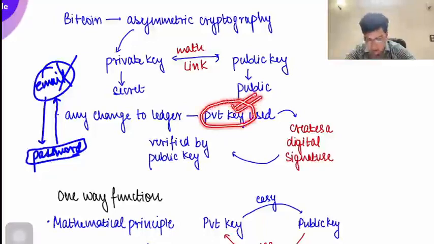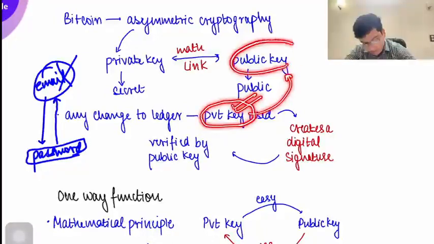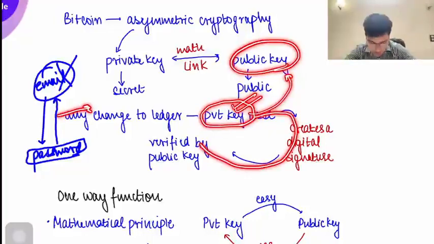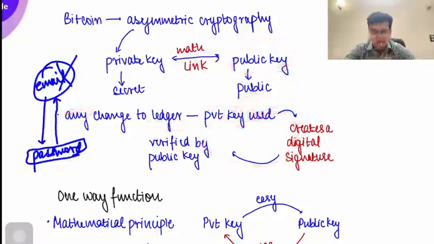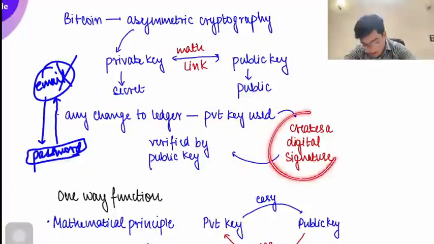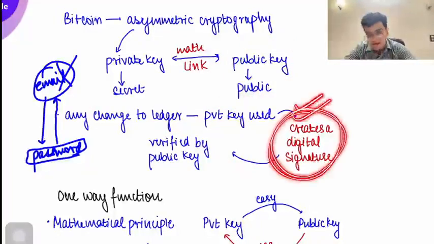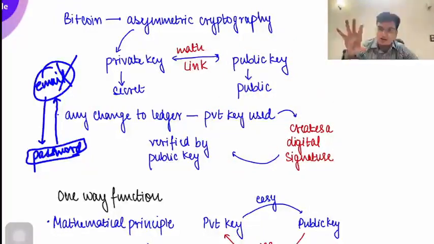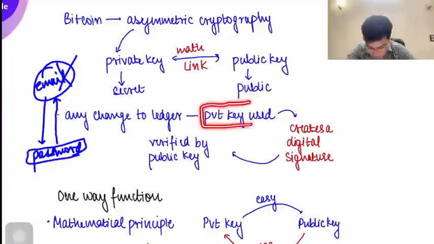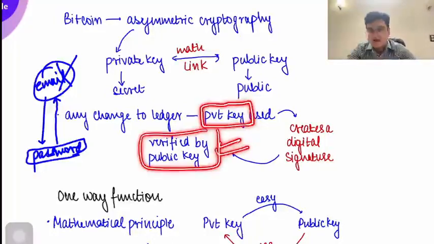Once you enter your private key, your computer will derive your public key through this mathematical function. Then you will make your change. You will pay or receive money. Now, this will create a digital signature, a digital identity or a digital identifier that yes, this private key was used, and yes, some transaction has happened, right?